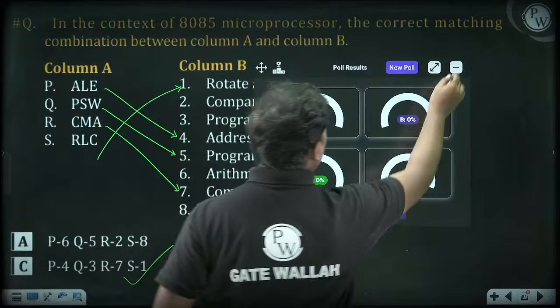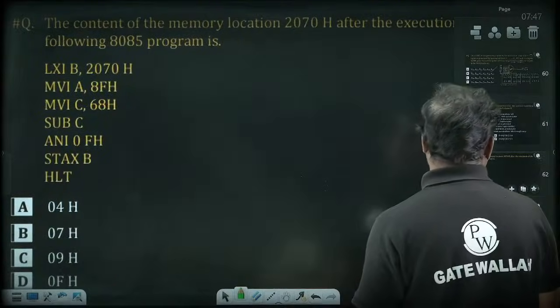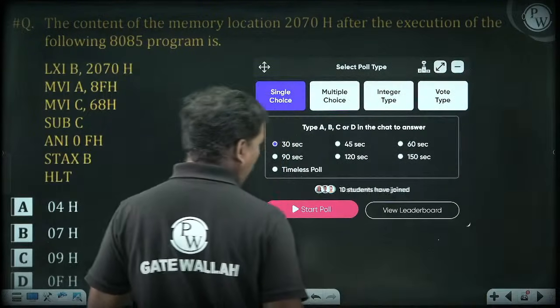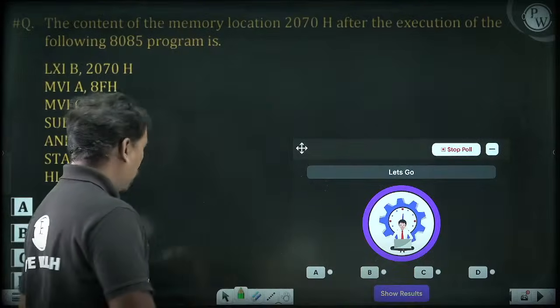I think next onwards you'll get the leaderboard. So let us see this one. Answer this question. I'm giving a leaderboard. I am giving 120 seconds of time. So try to answer this programming question.